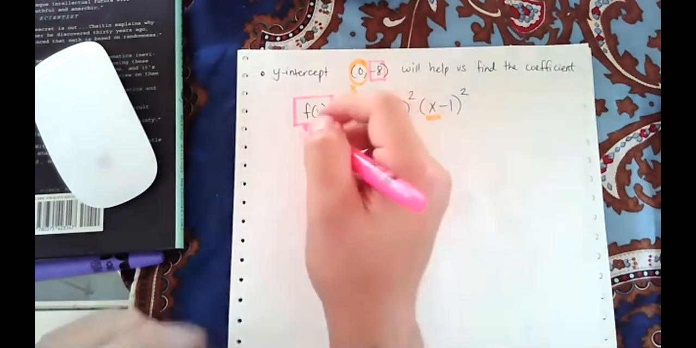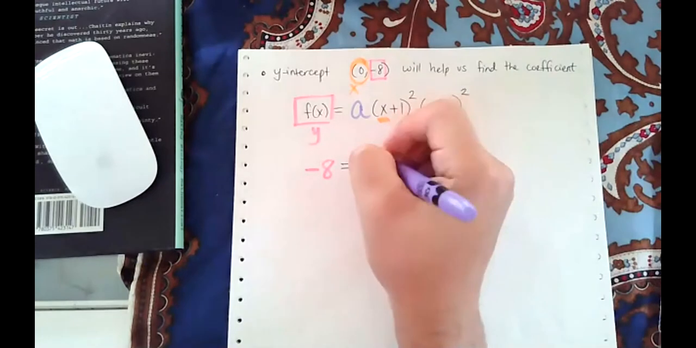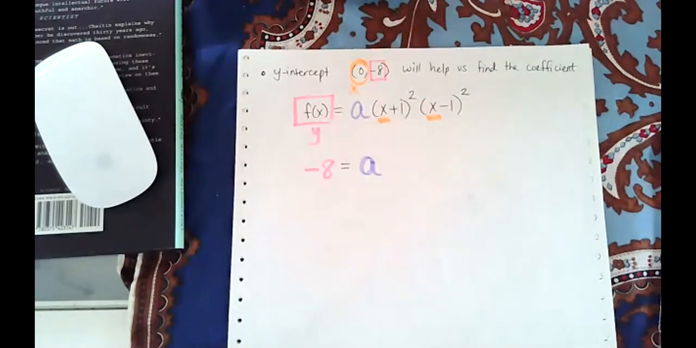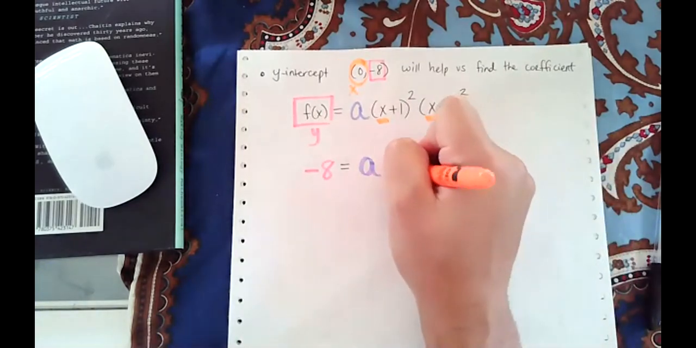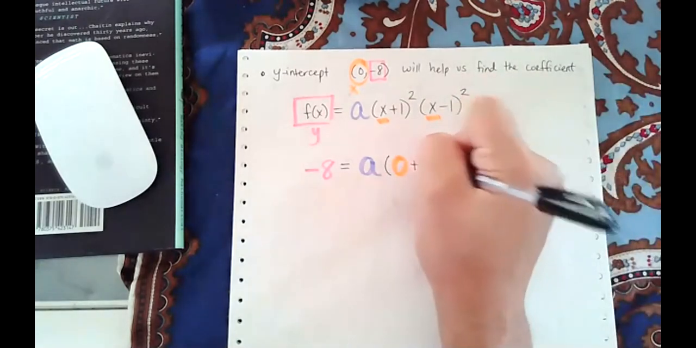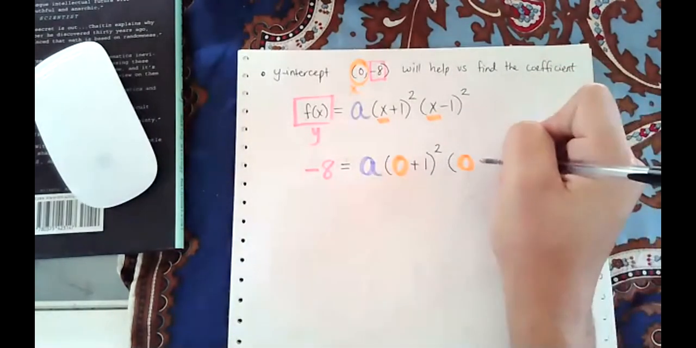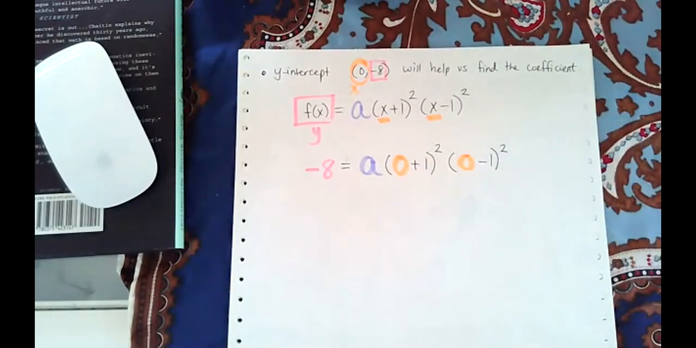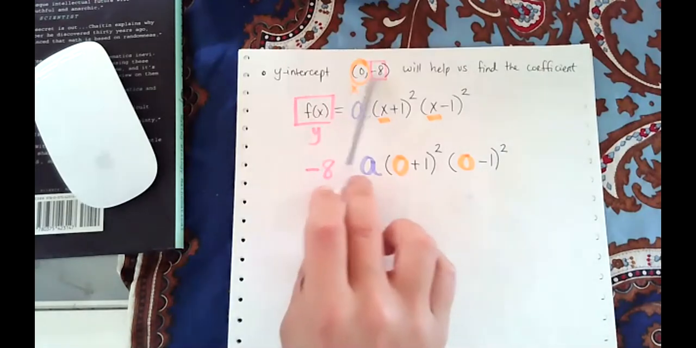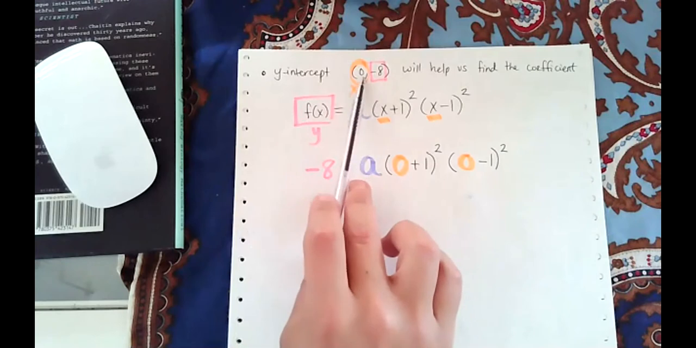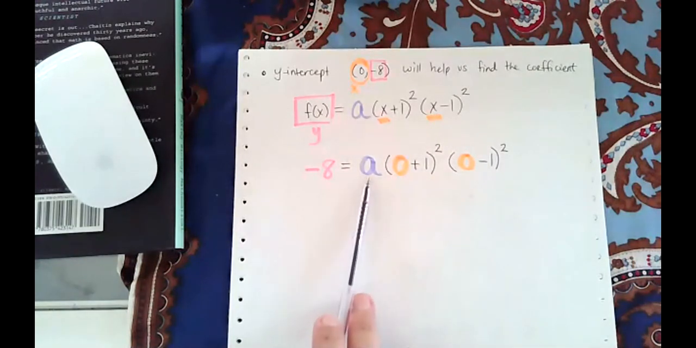So what I can do is say negative 8 is my y value. That's equal to, I don't know what the coefficient is, so I'm going to leave it as A. But this point says that 0 is going to be the x value. So I'm going to put a 0 here plus 1 squared. And then I have 0 here minus 1 squared. And so I only have one missing value, the value of my coefficient. So I've taken my x and y value for my y-intercept, and I've plugged the y value here, and I've plugged the x value for all of the x's. And now I just need to solve for A, my leading coefficient.